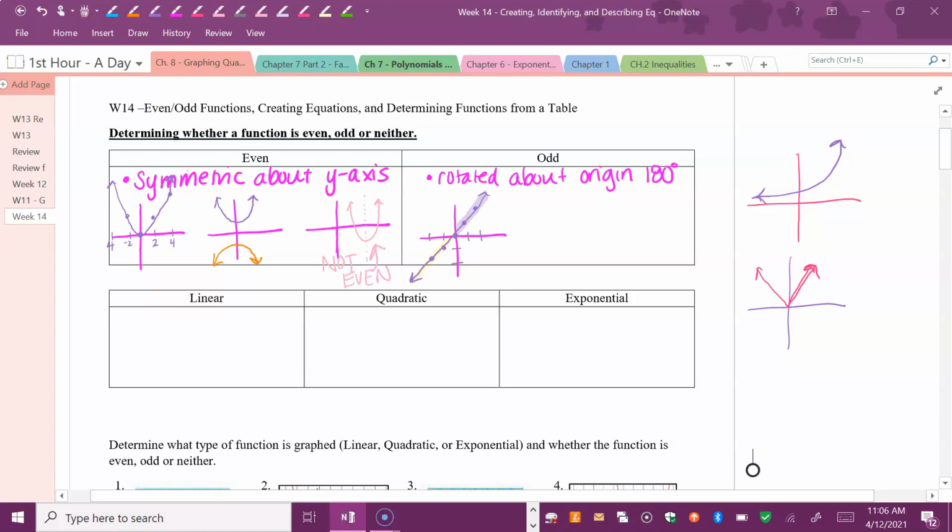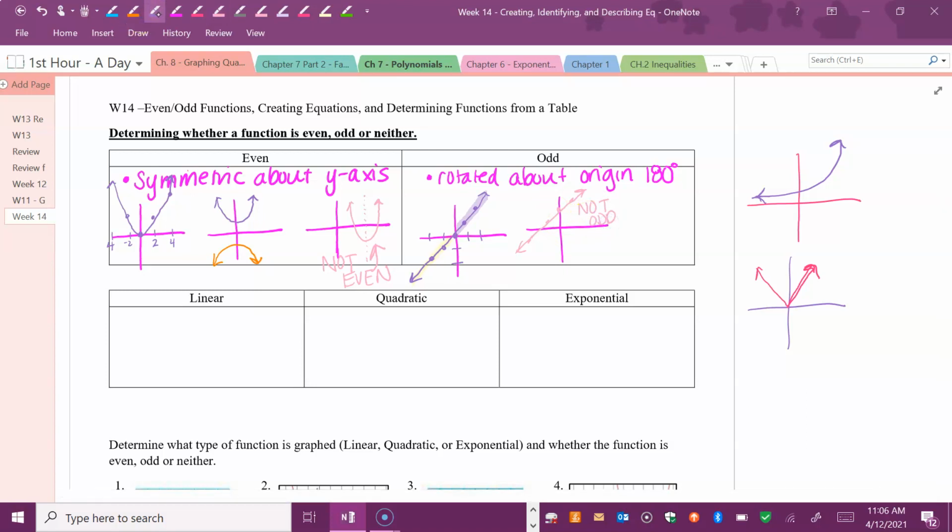Functions that are odd, again, would have to be able to be rotated around that origin, which is at 0, 0, and they would have to match up. So many linear functions work. Now, in order to be odd, that center of symmetry has to be about the origin. So a linear function that moves up is not symmetric, or not rotated, about the origin. This is not odd.